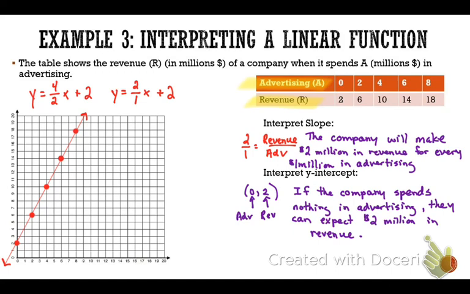Okay. So here's what this ordered pair is telling me. The company spent nothing in advertising. You have to know that your X value in this scenario meant advertising. That's what the table told you. They can expect revenue of $2 million. All right. What kind of relationship do I see here between X and Y? Ooh, it's real nice. Real nice positive.